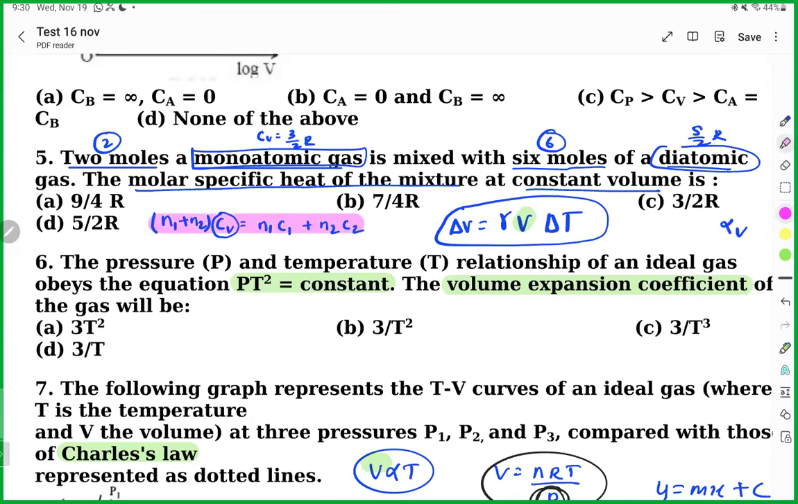Guys, physics question very difficult. Correct. JEE physics questions are very difficult. Correct.